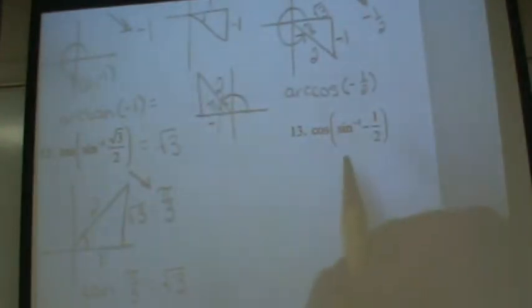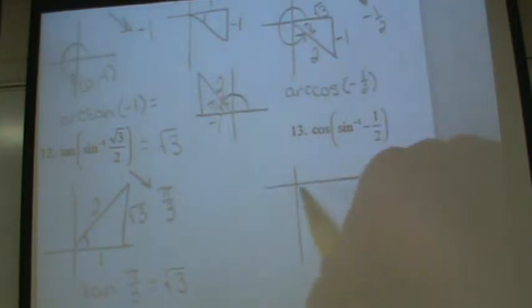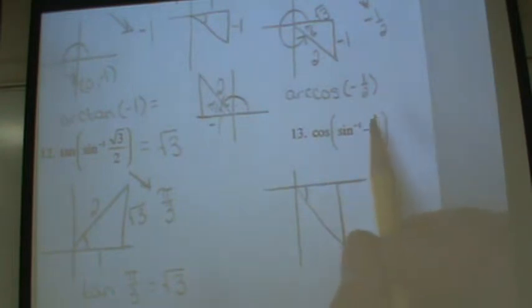And then number 13. We're taking the inverse sine of negative 1/2. What quadrant are we in? We're in 4 because it's negative. So we're looking for that angle off of the x-axis. We have opposite over hypotenuse, so we have negative 1 and 2. What angle is that? What is it?